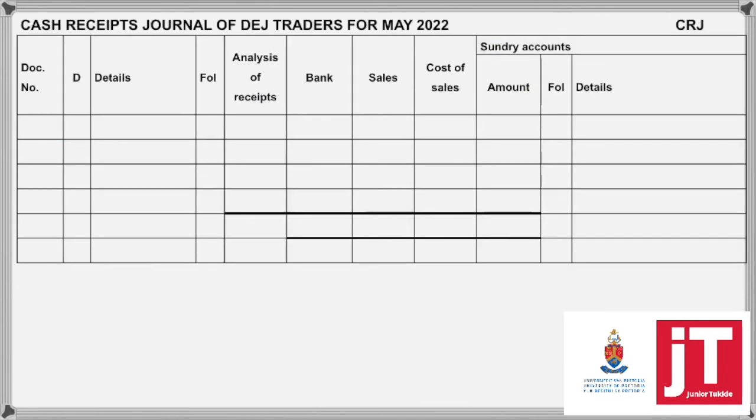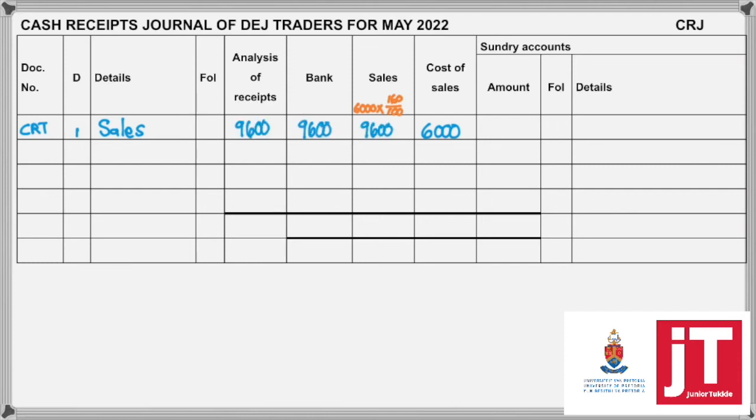If we now look at the cash receipts journal, we have to fill in all the transactions that link to receipts. The first one is that we sold cash sales, so CRT or CRR in the document. They gave us the cost of sales of 6,000 Rand. So we will have to work back to calculate the sales. Our markup is 60%, so 6,000 times 160 over 100 gives us 9,600 Rand.